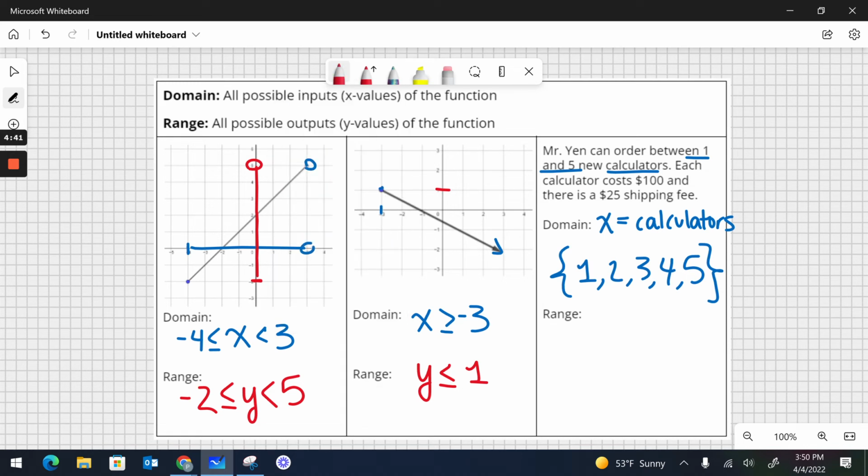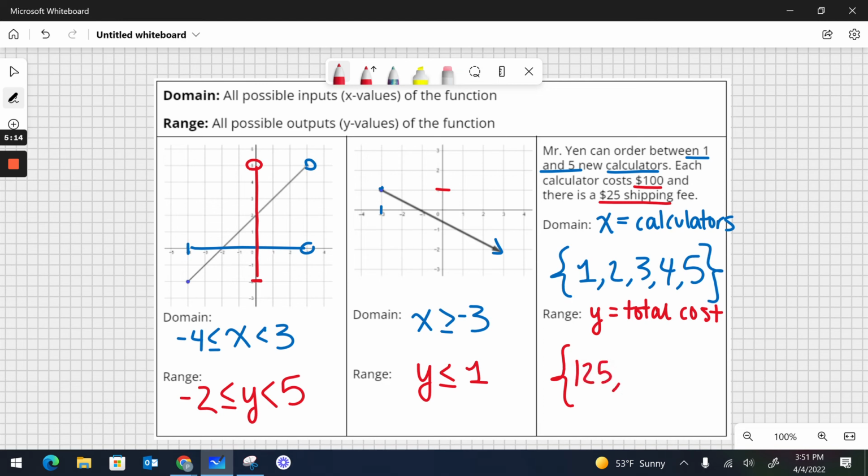The range is the cost. So my y values here is total cost. My lowest possible cost would be if I ordered 1 calculator. That would cost me $100 plus the $25 shipping fee. So 100 plus 25, that would be $125.